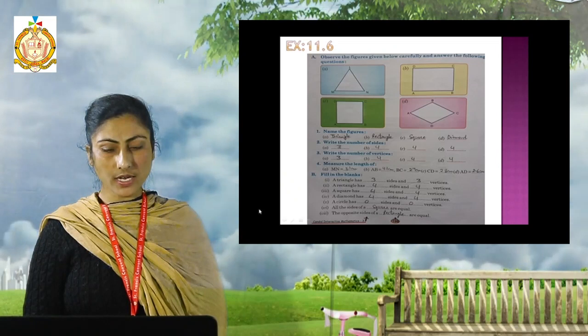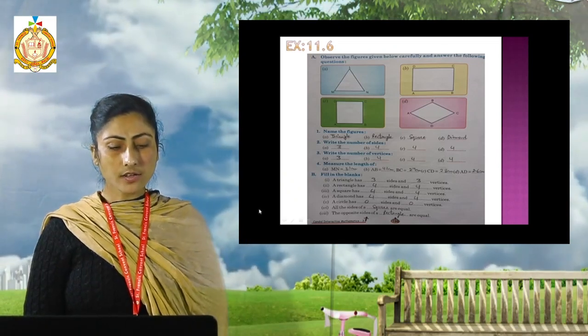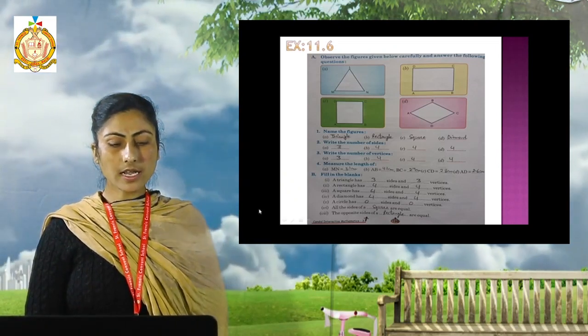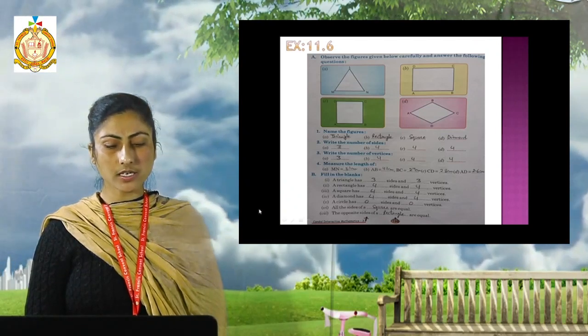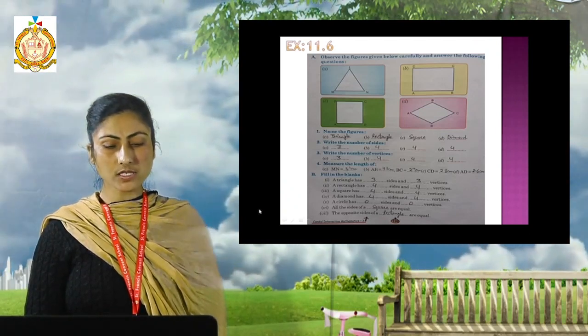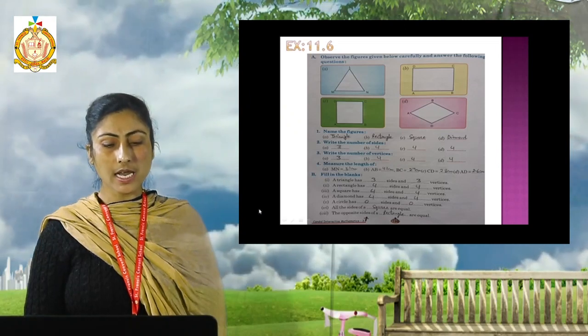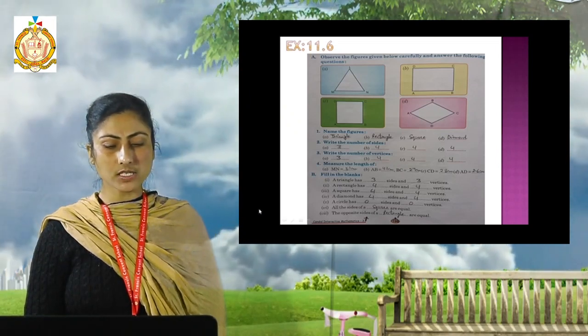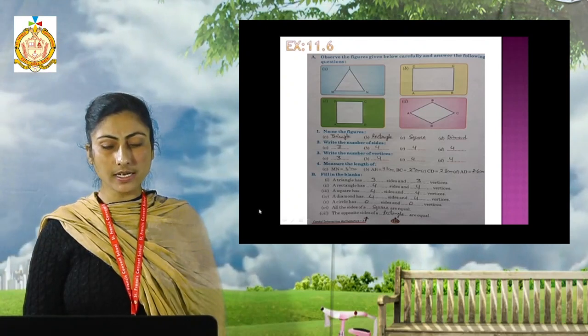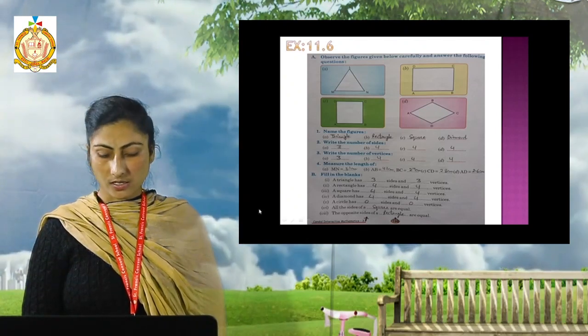Next, measurements of lengths are given. Next, fill in the blanks. Triangle has 3 sides and 3 vertices, rectangle has 4 sides, 4 vertices, square has 4 sides, 4 vertices, diamond has 4 sides, 4 vertices. Circle has 0 sides and 0 vertices.